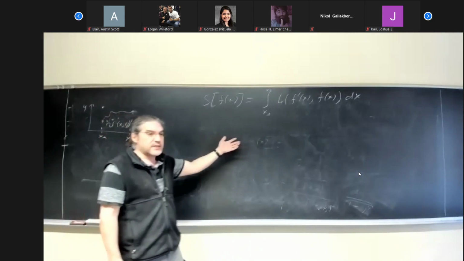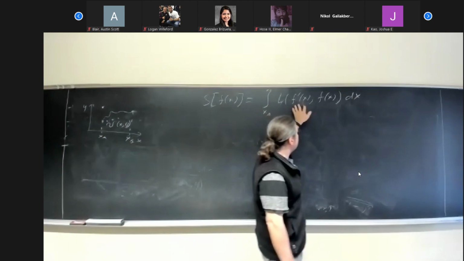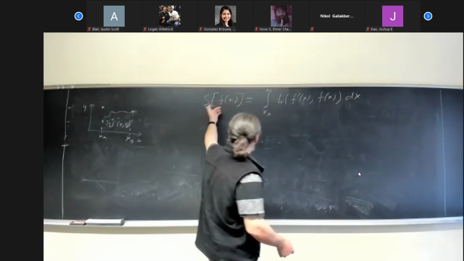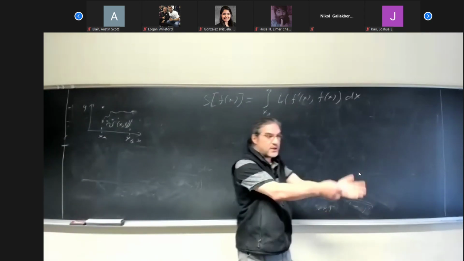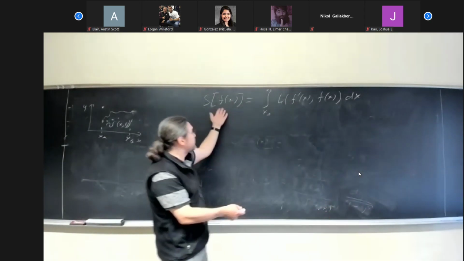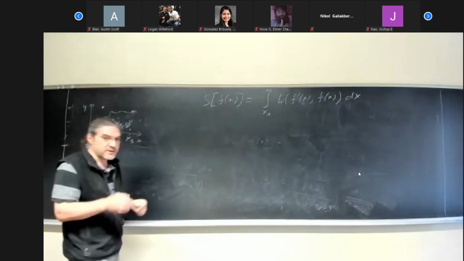Right? That's the idea. We need to take all the functions f of x and compute that number for all of those functions and find out which function gives us the minimum of the minimal number. All right? That makes sense?